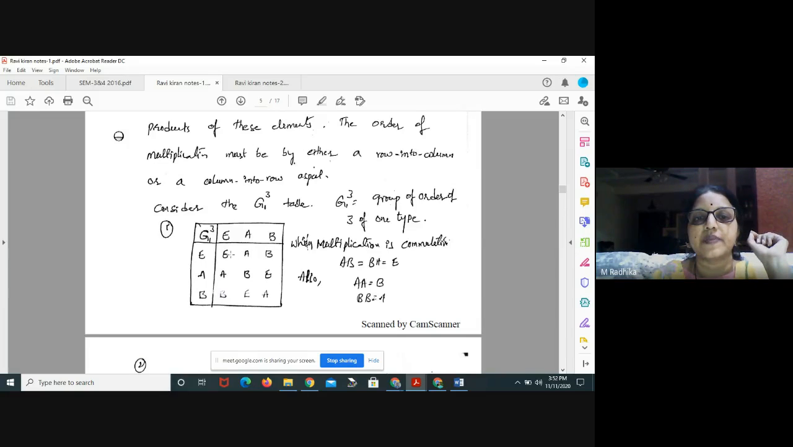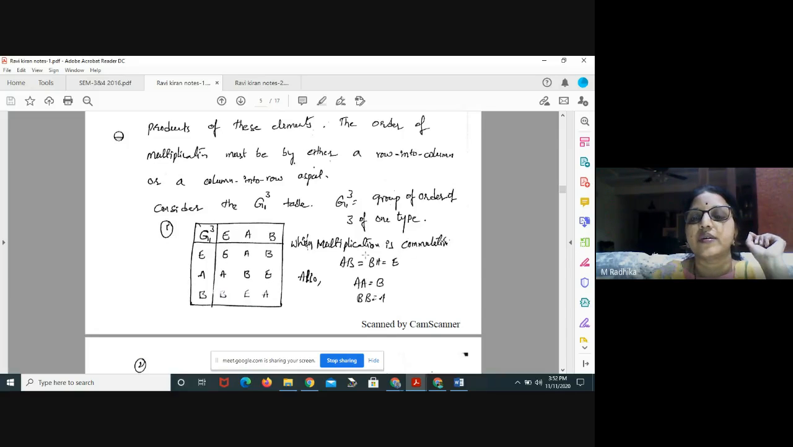Now this part is done. Now we are having empty spaces here. How to fill them? A into A, I have to write it as B. A into B, we are taking it as E.